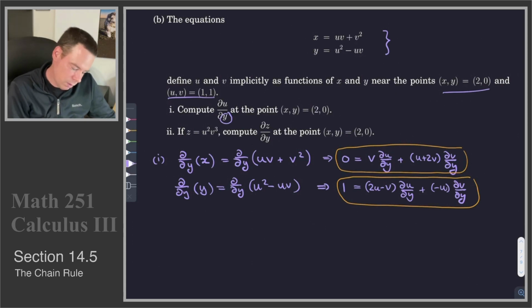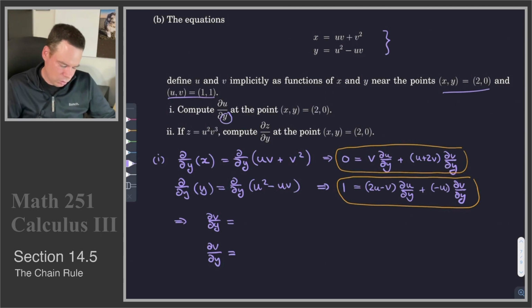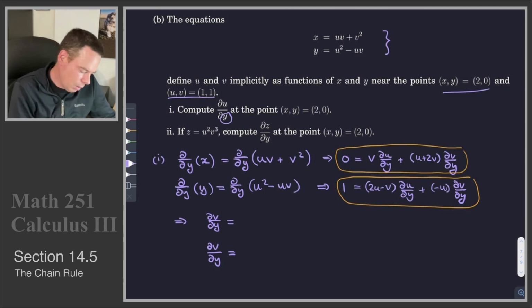But the way we're going to do this is we're just going to isolate one of the variables. So we'll go ahead and solve for dv/dy in the first equation, and I'll solve for dv/dy in the second equation. You may say, why did I choose to solve for dv/dy? Well, I'm interested in finding du/dy. And so I'm going to isolate for dv/dy, and you'll see why in a second.